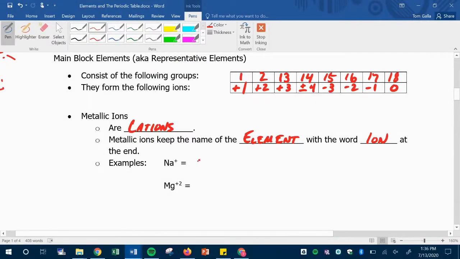Now, if we look at our next one, the Mg+2, let's look in our periodic table and find magnesium, or Mg. And notice it's in that +2 column, so it always forms that +2 charge. And so when we're naming this ion, we don't just call it magnesium, but we call it magnesium ion.